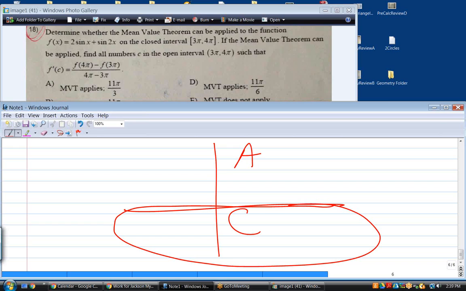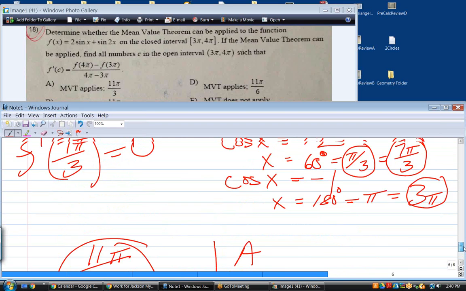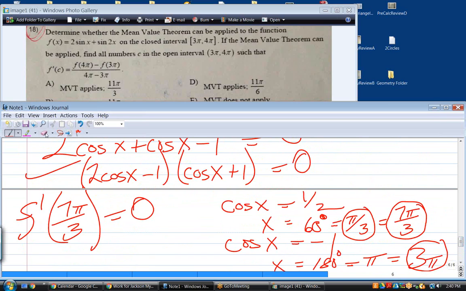And that has to be, let me think for a second. Let's see, that would be 12 pi over 3 minus pi over 3, 11 pi over 3. If you fill that in, 11 pi over 3, right here, you will get 0. In other words, f prime evaluated at 11 pi over 3 is equal to 0. And the mean value theorem does apply. In other words, this came out to be 0.